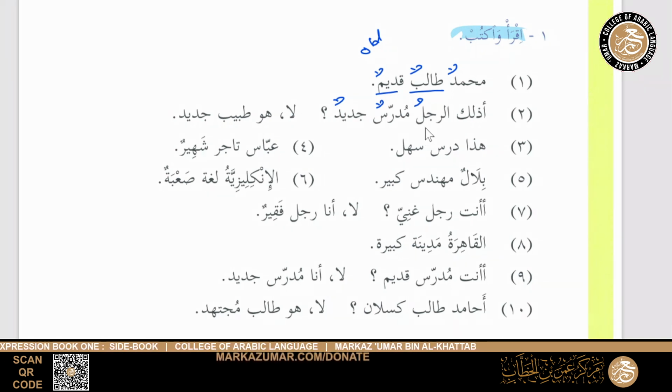So first of all, أذلك الرجل. ما معنى هذا؟ Is that the man? A new teacher. مدرس جديد. So which one is منعوت? The مدرس. And نعت is جديد. طيب والجواب? So finish the sentence.